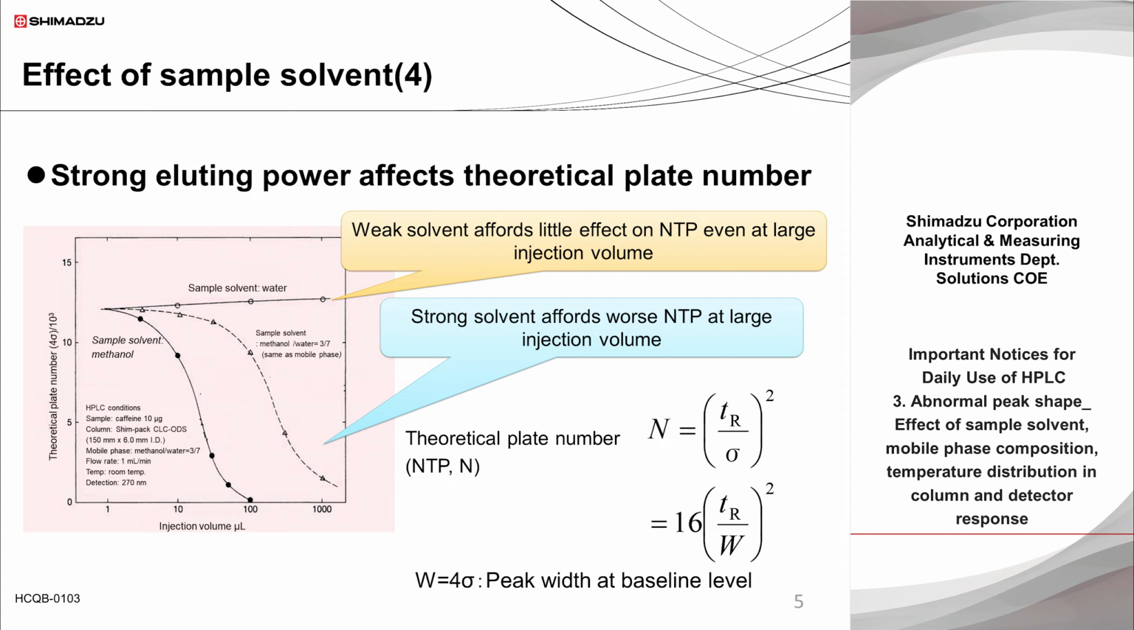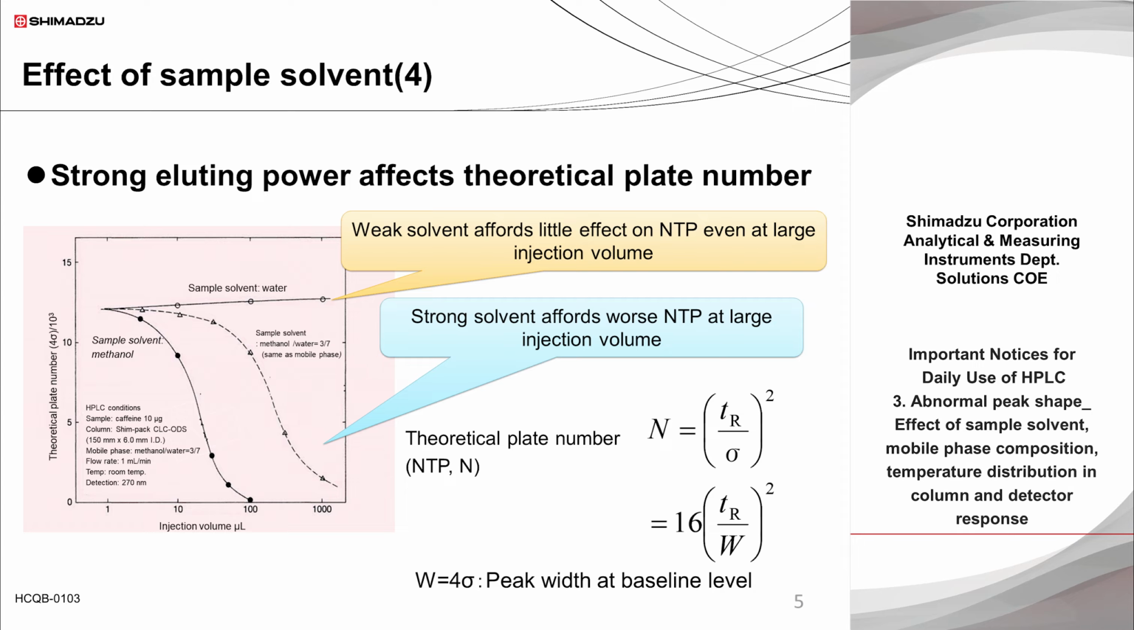Large injection volume means large sample band at the column entrance, resulting in large band broadening, even when the eluting power of the sample solvent is equivalent to that of the mobile phase. In contrast, when the sample solvent is water, increasing the injection volume slightly improves the plate number. This results from the fact that when a large amount of sample is injected into the column with the diluent having lower eluting power than that of the mobile phase, the sample compound is concentrated at the column inlet, as if it was injected into the column in a smaller injection volume.